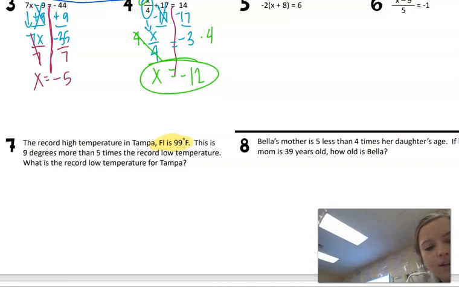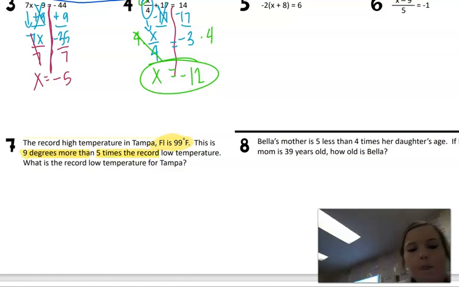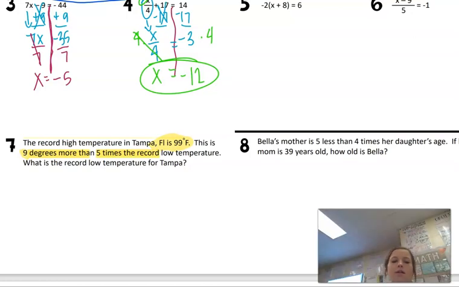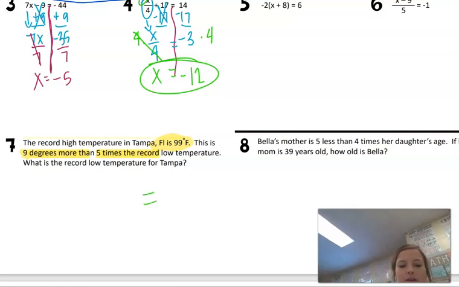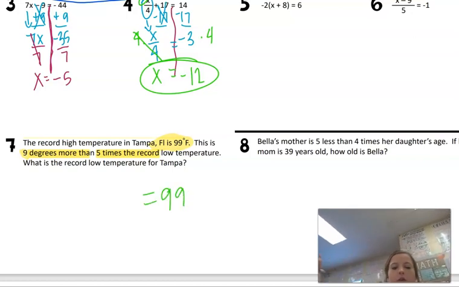This is 9 degrees more than 5 times the record low. What is the record low temperature for Tampa? So we know that the record high is 99 degrees, so we know it's going to equal 99 degrees. We also know that this is 9 degrees more than 5 times the record low.